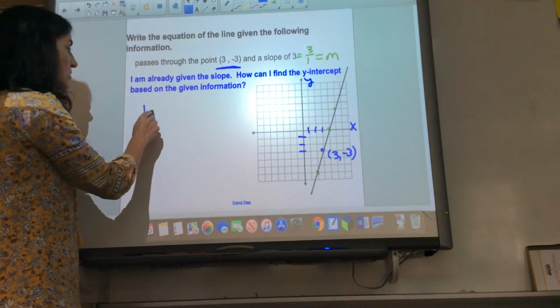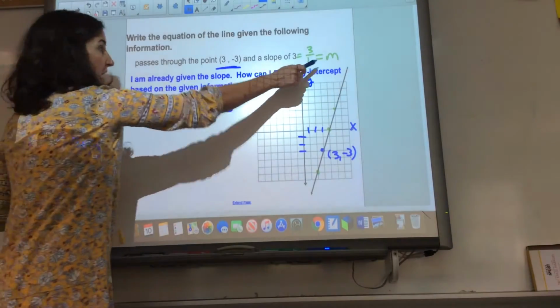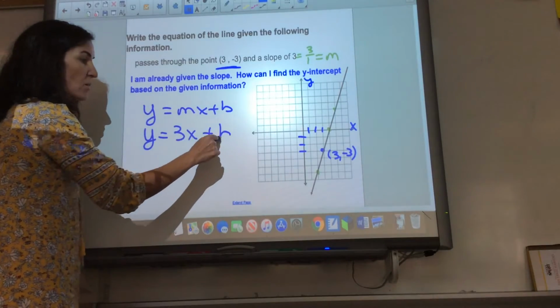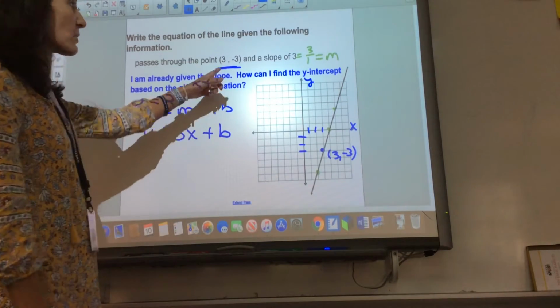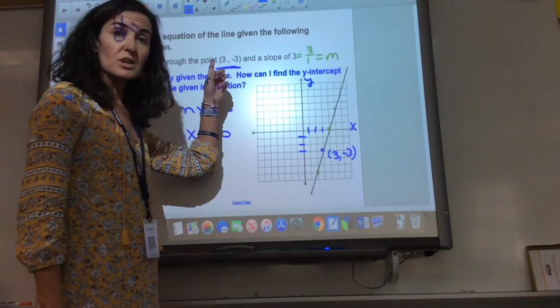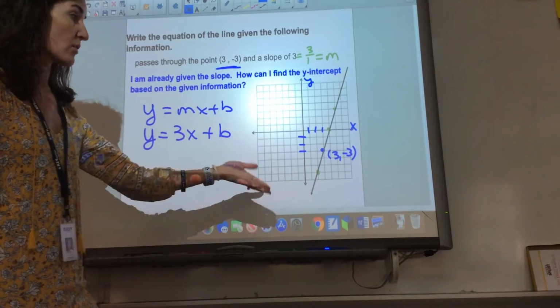But we could use y equals mx plus b, right? We already have our m. We already have m is 3, but we don't have b. But we have one solution. Remember we talked about solutions? This is one solution of our equation, or one solution of our graph.